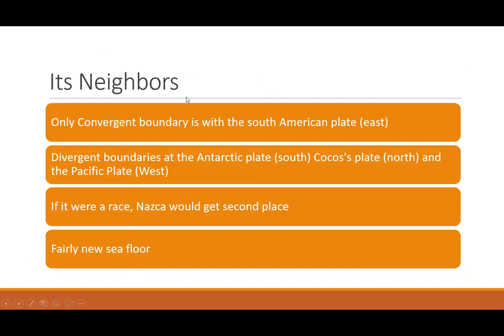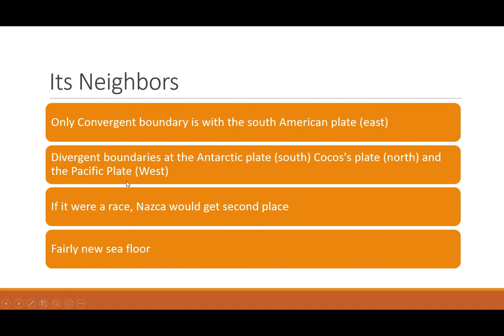So its neighbors, I kind of showed you in that first picture, are kind of differing. There's only that one convergent boundary with South America, and that causes all that subduction and all that activity around it. But the other three sides are divergent boundaries, and that is with the Antarctic Plate from the south, the Cocos Plate at the north, and then the Pacific Plate, which is on the west side of the Nazca Plate.